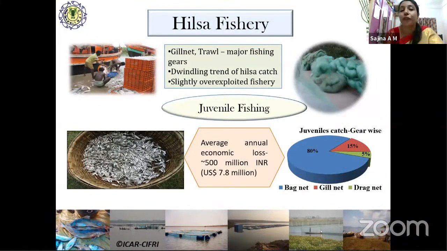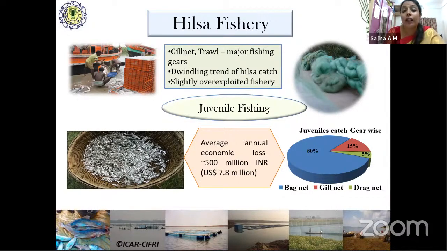I will mention a few things about the Hilsa fishery too. We all know that gillnet is the major gear used for Hilsa in India; we call it Ilish Jal in Bengal. In the marine areas, trawls also land a significant amount of Hilsa. Hilsa catch is highly dwindling, with significant year-to-year fluctuations. In a decadal average, the current production is around 30,000 tons from the eastern coast of India. The stock assessment indicates that the fishery is at a slightly overexploited stage.